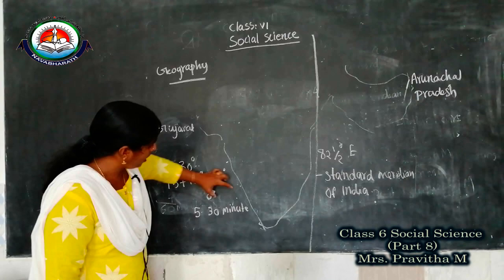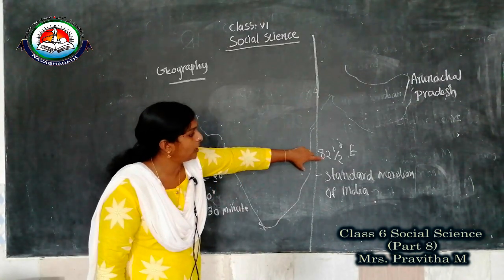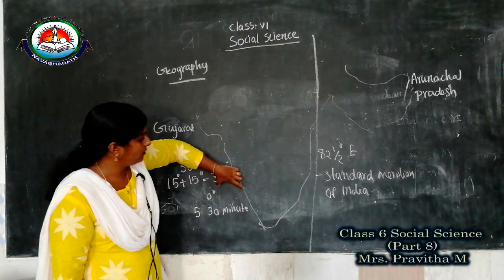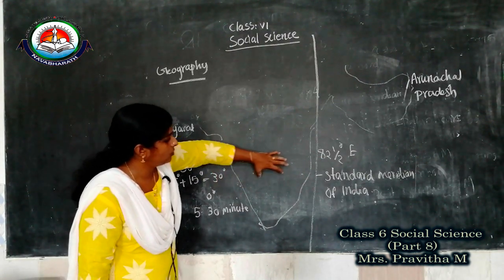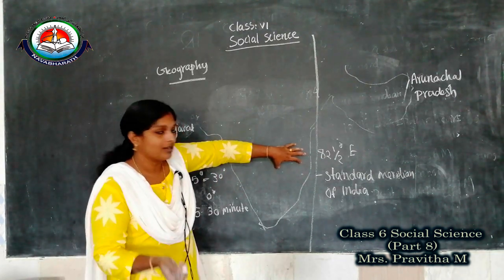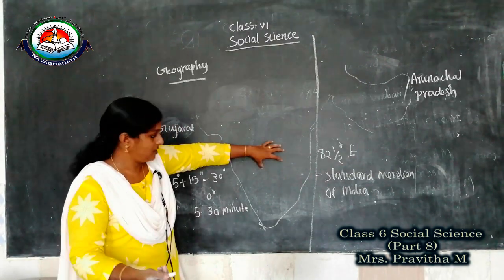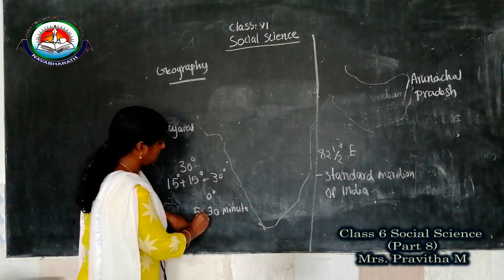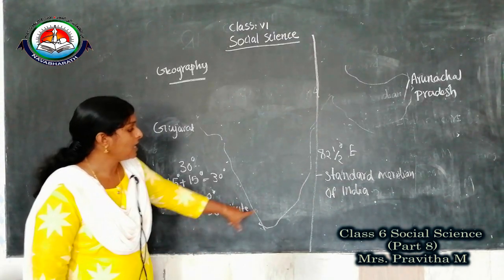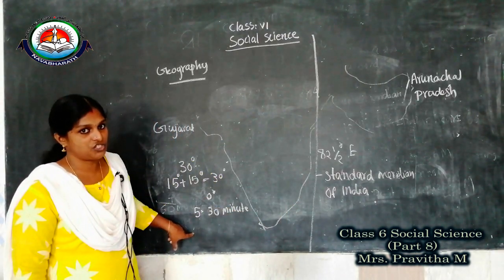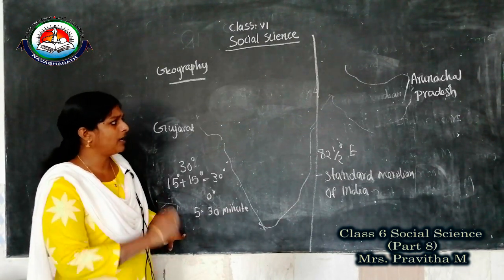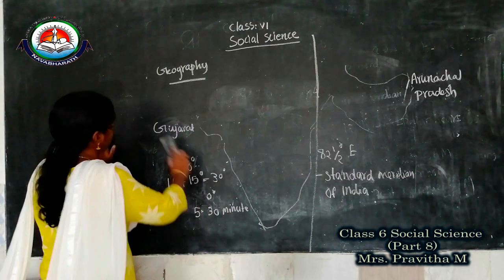We will count the longitudes up to 82.5 degree east, see how much longitude there is, and based on that we will convert the degrees into hours. In that way we calculate the time, and it is 5 hours and 30 minutes. That is the difference between Indian time and Greenwich time. Okay, children, got it? Now one question.